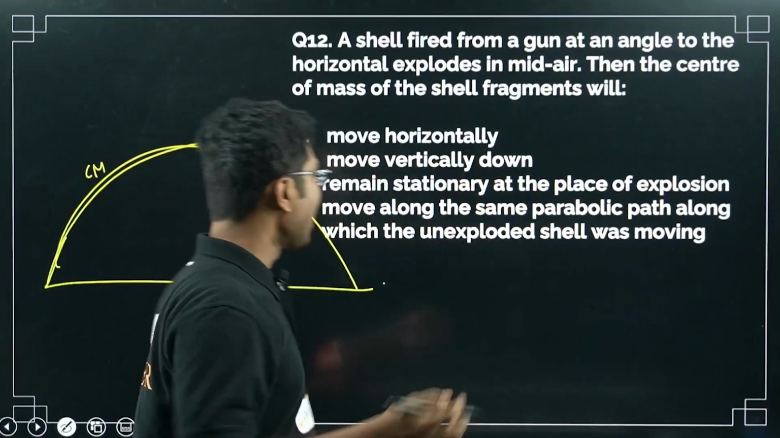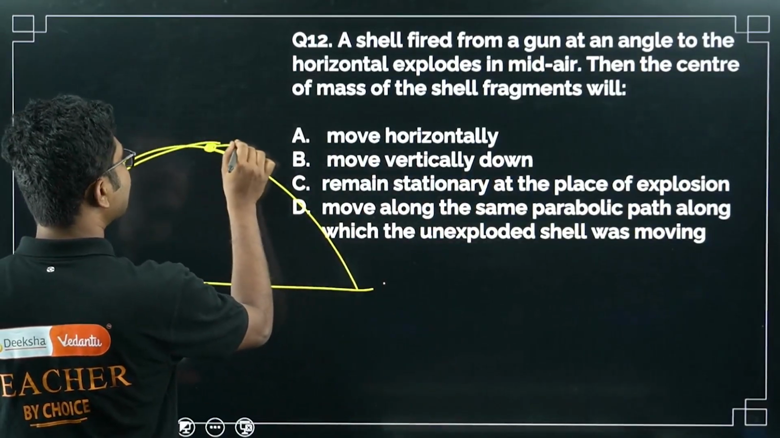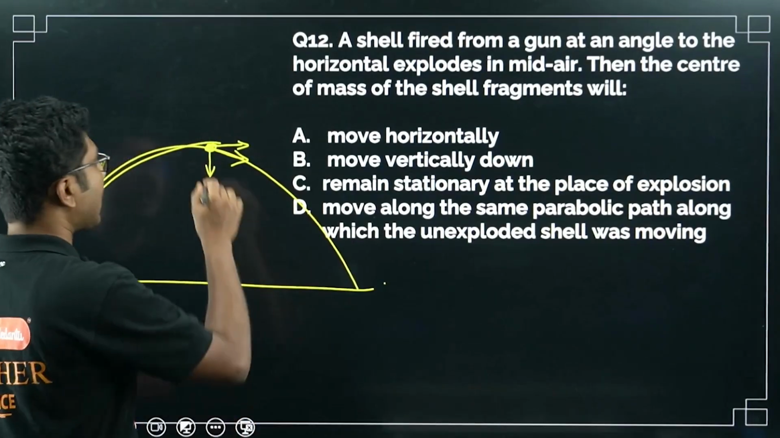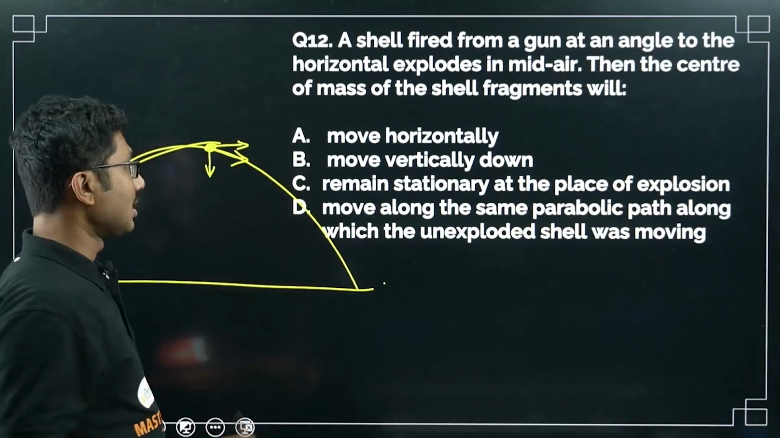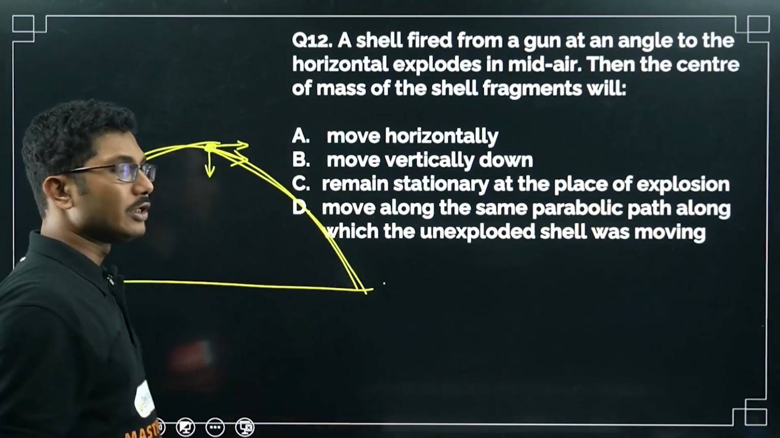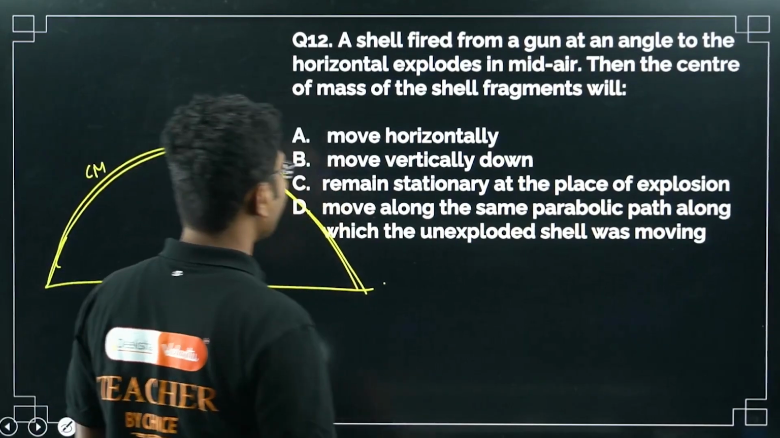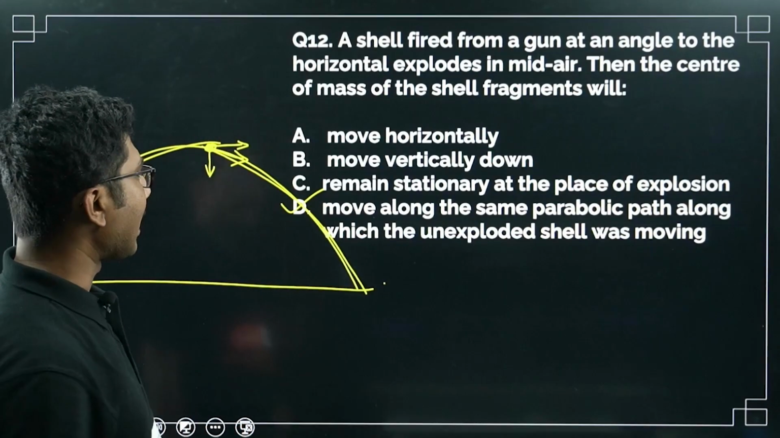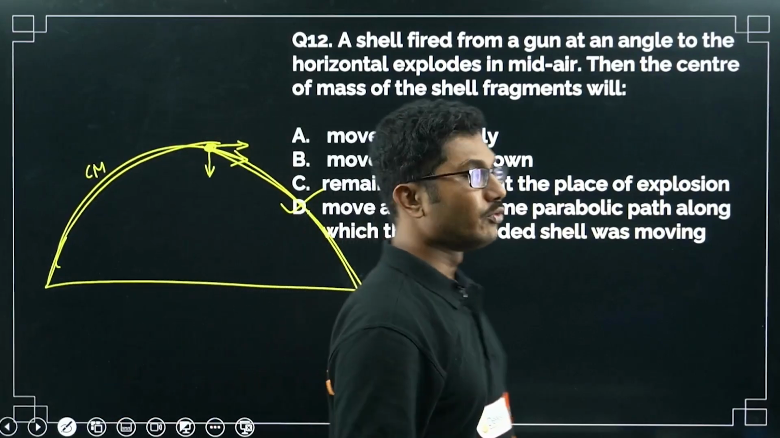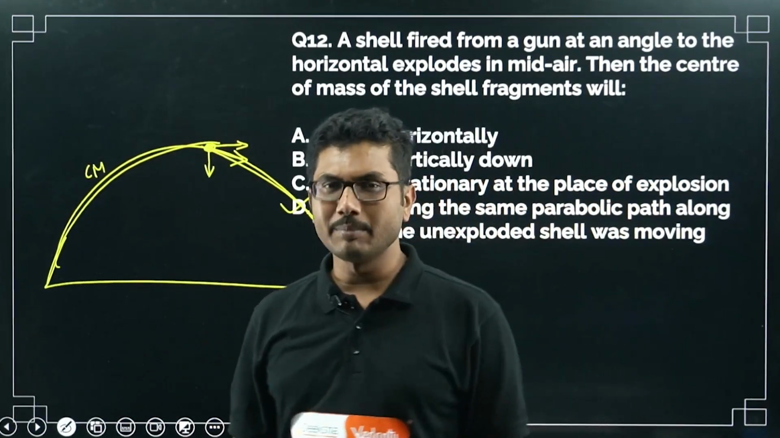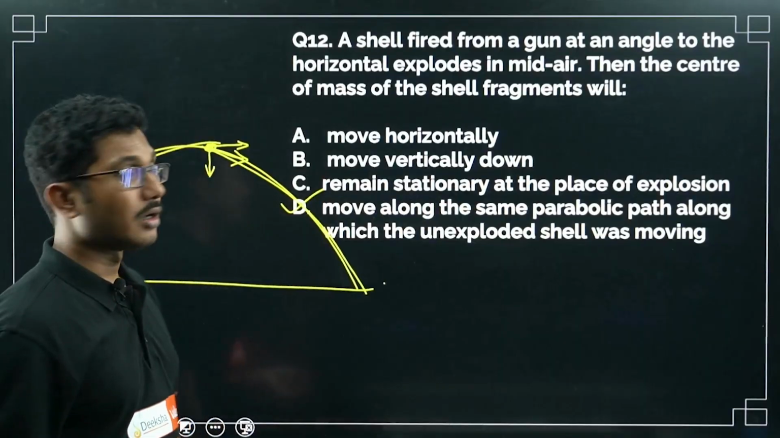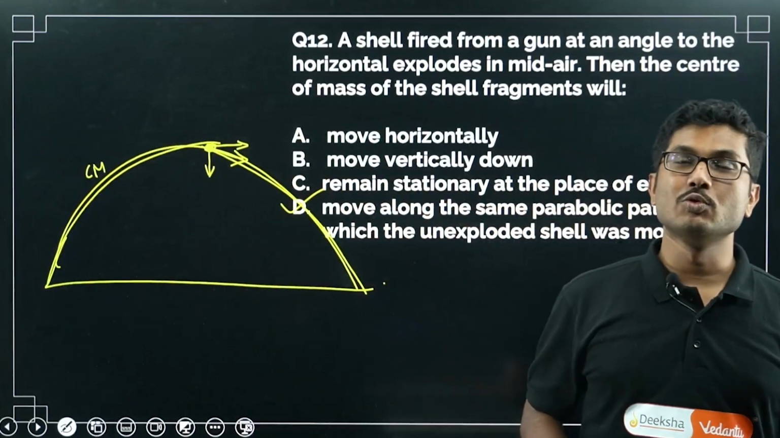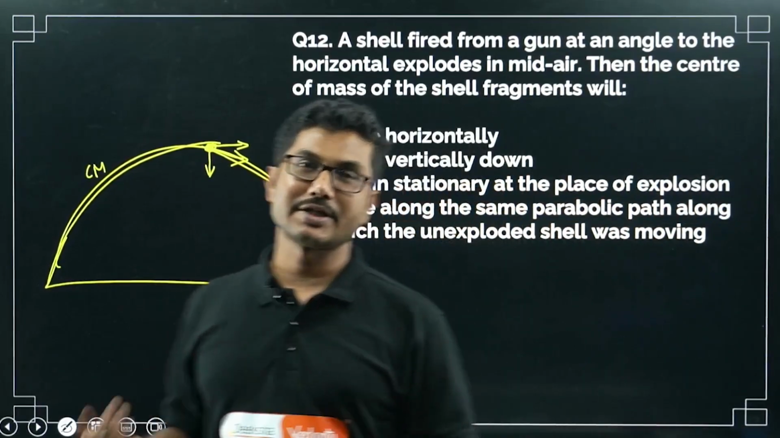It will have whatever component of velocity it has in this direction and whatever component of velocity it has in that direction at that point of time. Then there will be gravitational acceleration. So it will continue to follow that parabolic path. It will move along the same parabolic path along which the exploded shell was moving. That is the conservation of momentum principle for the system's center of mass. So the center of mass will continue to move in the parabolic path as if the shell had not exploded.